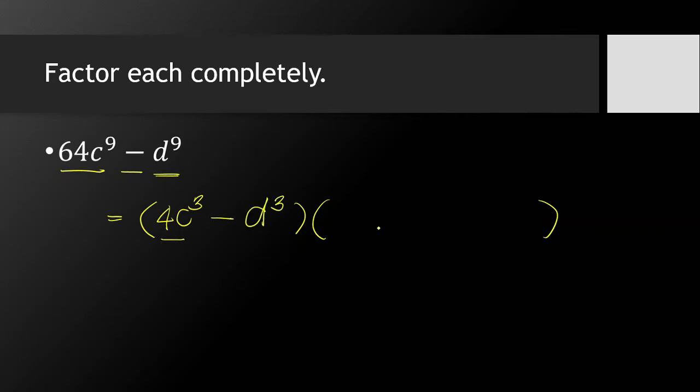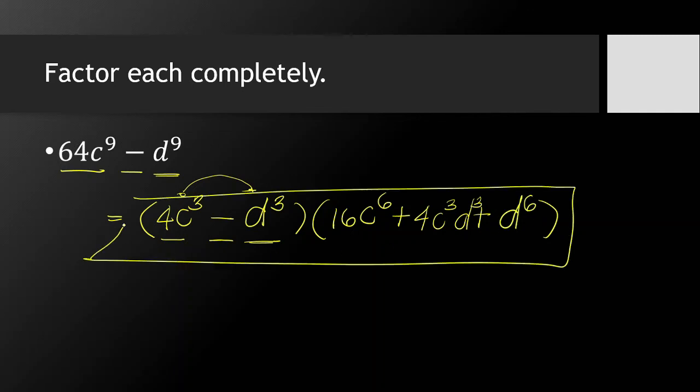Next, square the first term of the binomial factor. So 4 times 4, that's 16. C cubed times c cubed, that's c raised to 6. Then since this is minus sign, the pattern is 2 plus signs. For the middle term, multiply these two. We have 4c cubed d cubed. And then for the last term of the trinomial factor, square d cubed, that is d raised to 6. The factored form of the given binomial is now obtained.